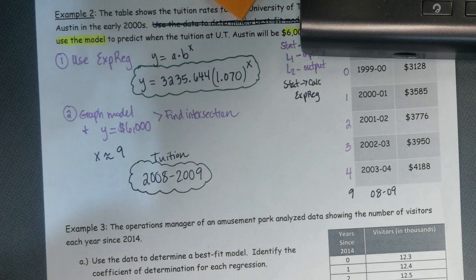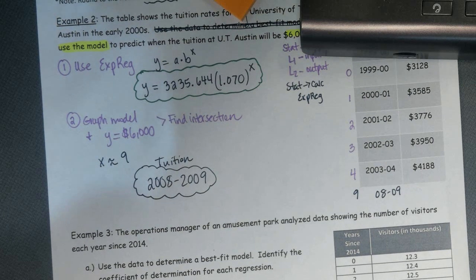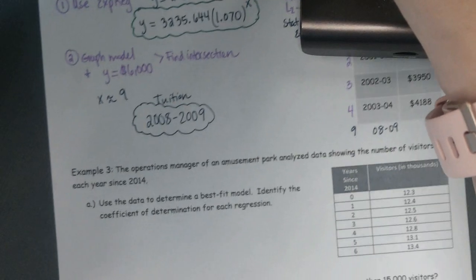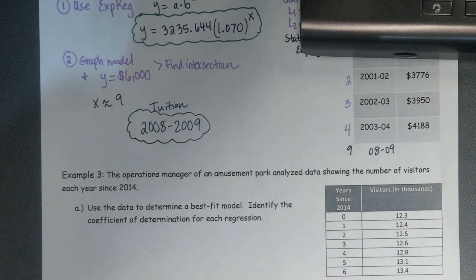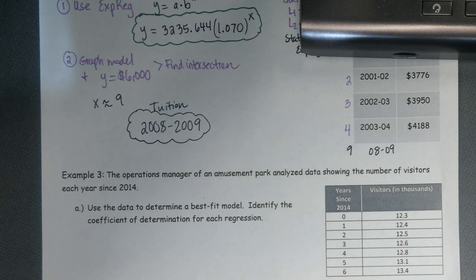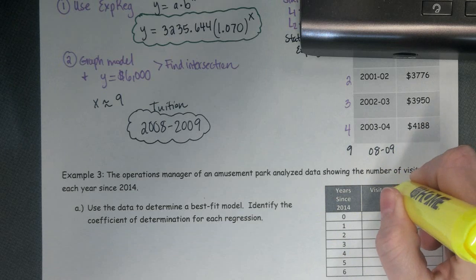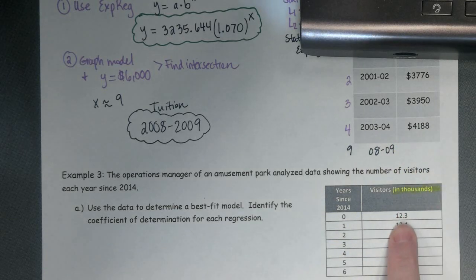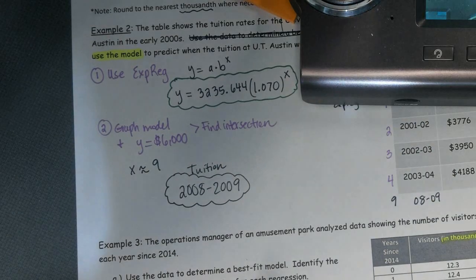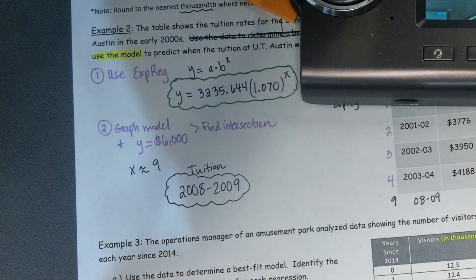Okay, and then for example 3, it says the operations manager of an amusement park analyzed data showing the number of visitors each year since 2014. And we have that in the chart as well. Okay, now notice that here it says the visitors are in thousands. So there's not 12.3 visitors, really, there'd be 12,300, okay? So you're going to use the data to determine a best fit model.